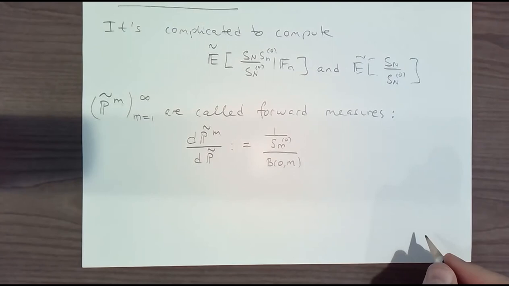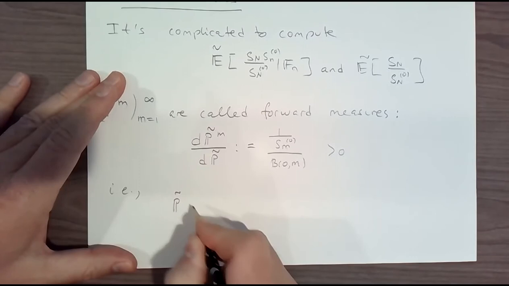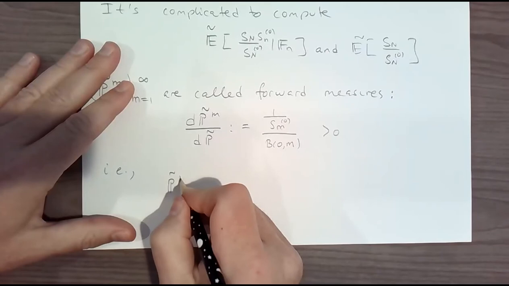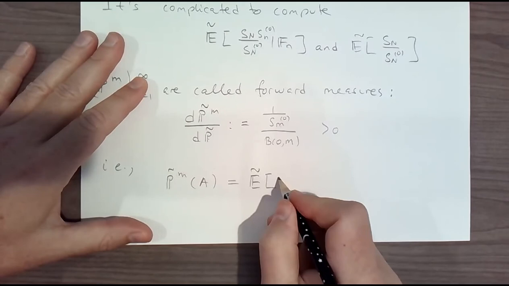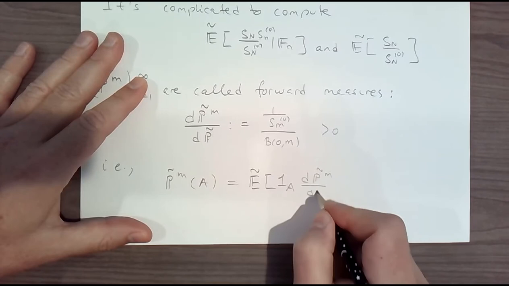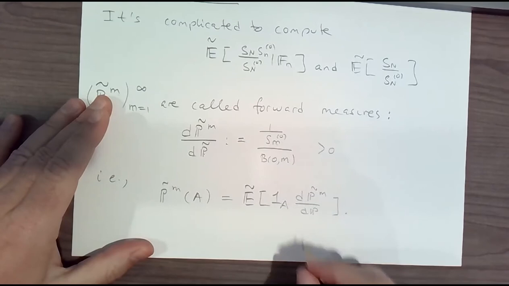So 1 over the money market account, this is strictly positive, right? Remember what it means. So when I look at P tilde, the set, how do I compute it? I calculate this by computing an expectation on the P of an indicator for the set times the Radon-Nikodym derivative. This here is going to help quite a bit. And the reason that it's going to help is because of Bayes' rule.